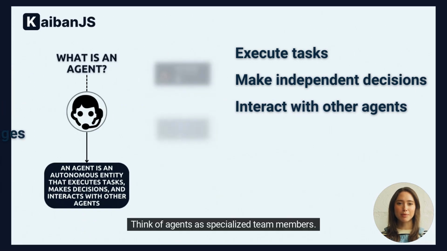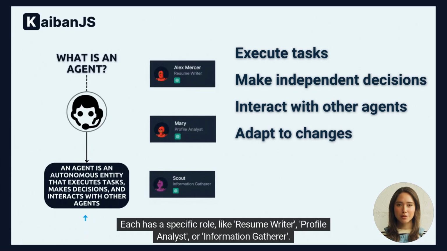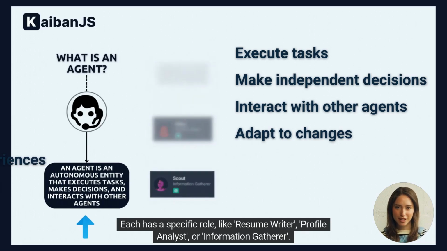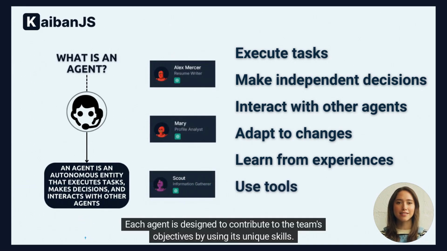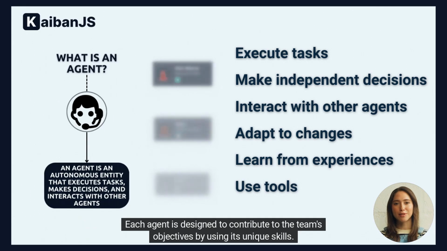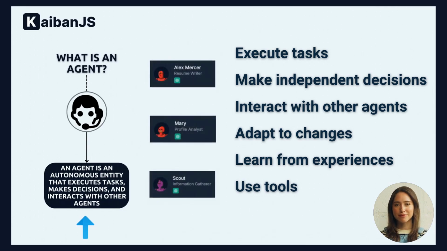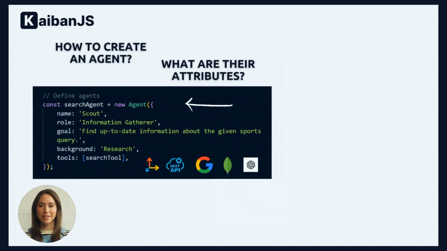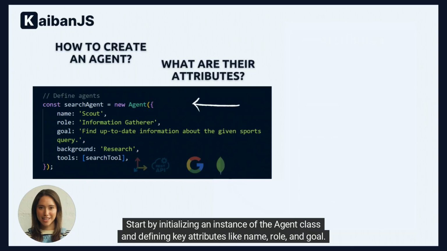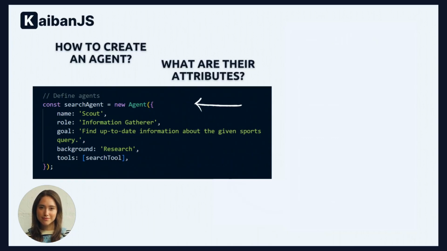Think of agents as specialized team members. Each has a specific role like resume writer, profile analyst, or information gatherer. Each agent is designed to contribute to the team's objectives by using its unique skills. Now, how do you create an agent? It's simple. Start by initializing an instance of the agent class and defining key attributes like name, role, and goal.